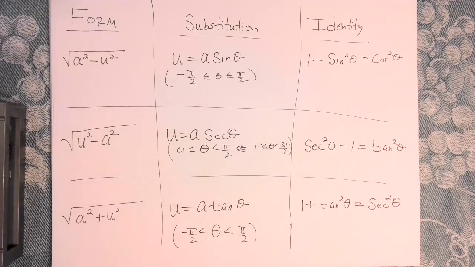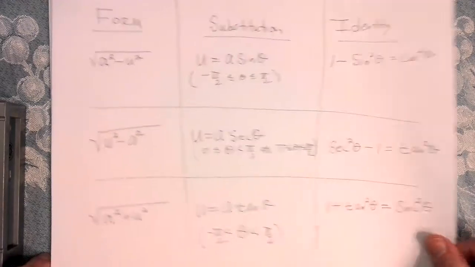So lastly, we have the square root of a squared plus u squared, where a again is constant stuff and u is variable stuff. And we make the substitution u is equal to a tangent of theta, because again, when we plug that in for u, we get a Pythagorean identity that will simplify the radical. So with that said, let's dive in. Let's do an example.